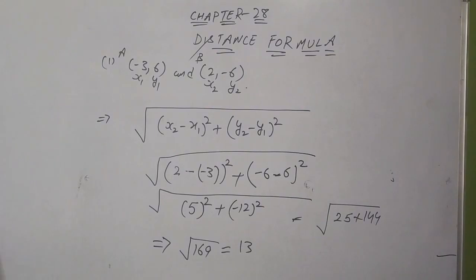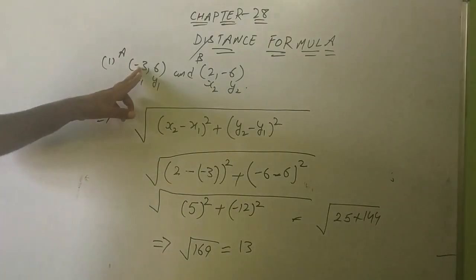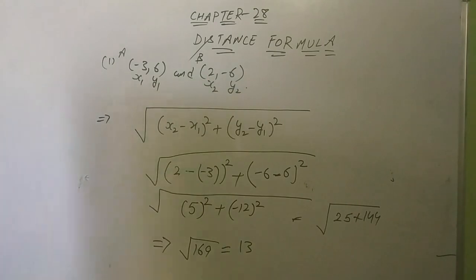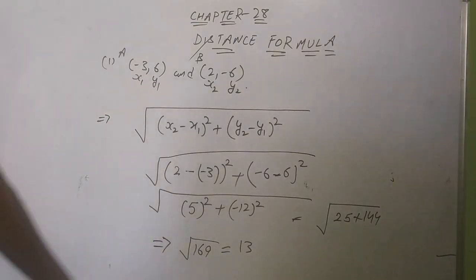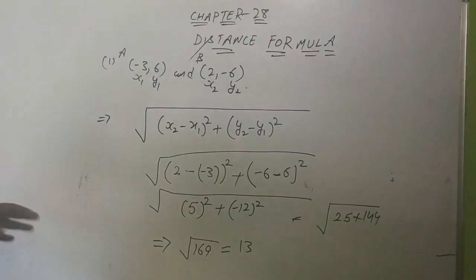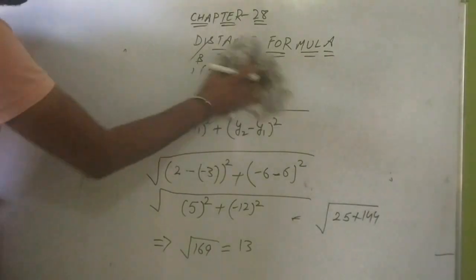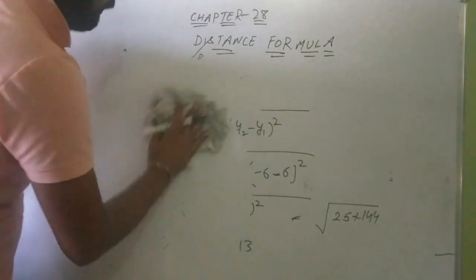So this way you can find the distance between any 2 given points. They have given us 2 points, that is minus 3, 6 and 2, minus 6. I applied the distance formula between these two. So by applying the distance formula, you can get the distance between these 2 points. Okay, so you can do the next 2 parts of the first question.